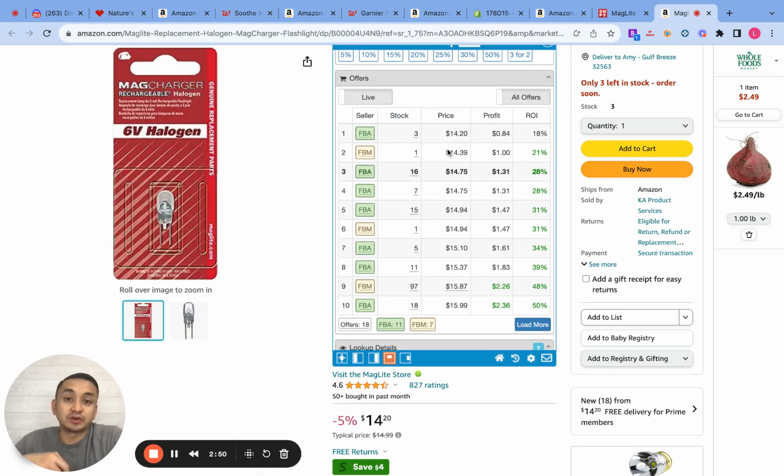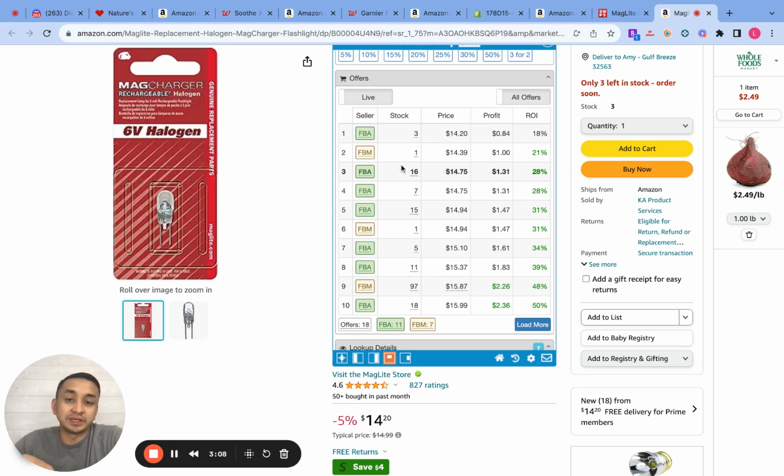I think with 121 sales a month, though, these first two are going to be sold out very soon, and then the third seller here is going to get the buy box right after that, which gives you a 20%. Hopefully, that wasn't too confusing.